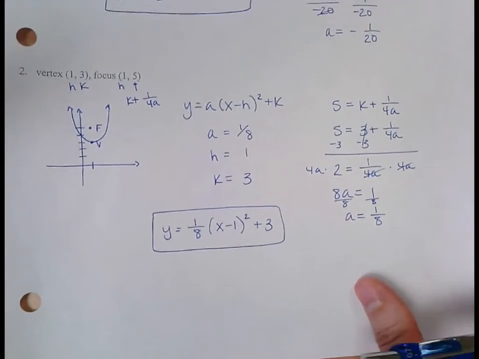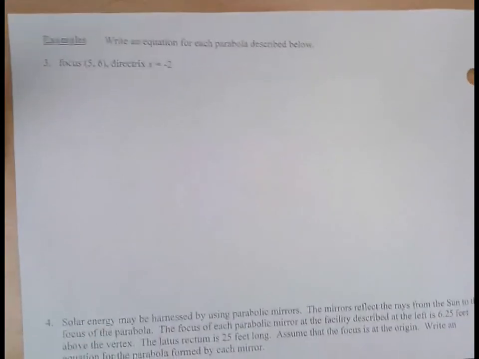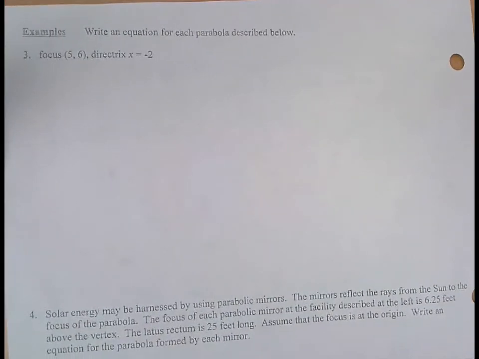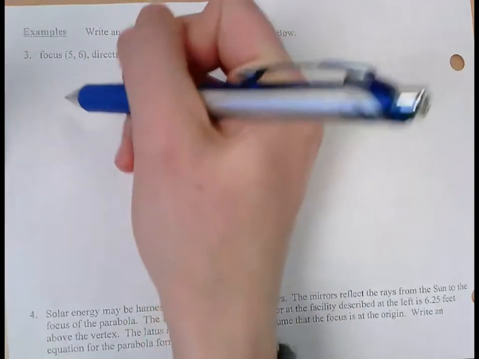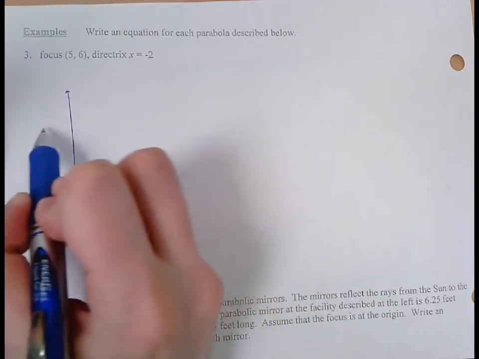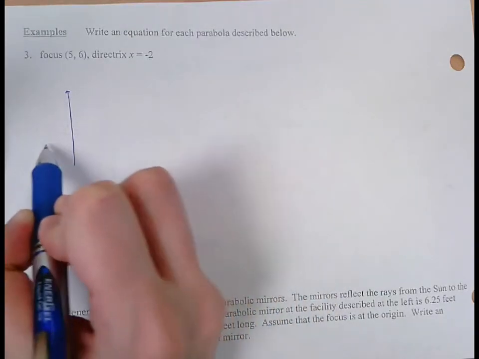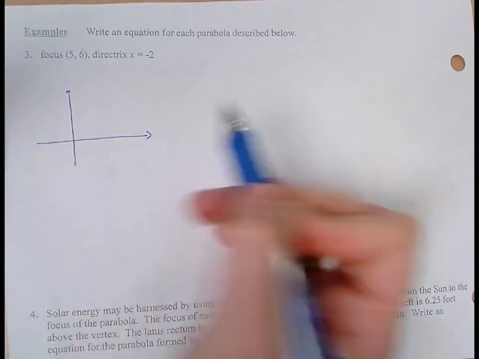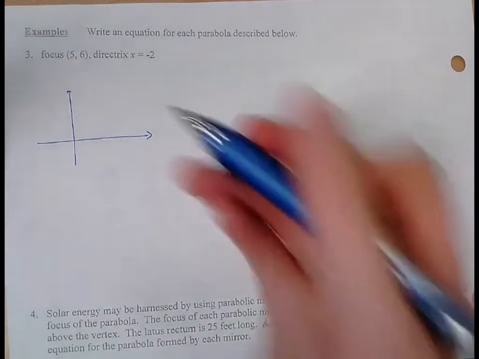Example 3 starts out with the same idea, just works out a little bit differently. In number 3, you are not given the vertex. It's very nice when you are given the vertex because then you have 2 of the 3 values you need. This one gives you the focus and the directrix. So I would still plot the focus and then draw in the directrix on a graph. So the focus is at 5, 6.